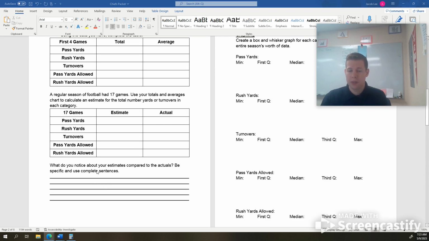At the end, there is a little bit of an explanation. You have to be specific about what you notice between the estimate from the first 4 games and the actual. So if you notice, like, hey, their passing yards was predicted, or we estimated it at 4,000 and it ended up being 5,000, that's a pretty big difference. So that might be something that you notice and explain down here, that their passing yards were 1,000 more in their actual than they were in their estimate. Very specific details that stand out.